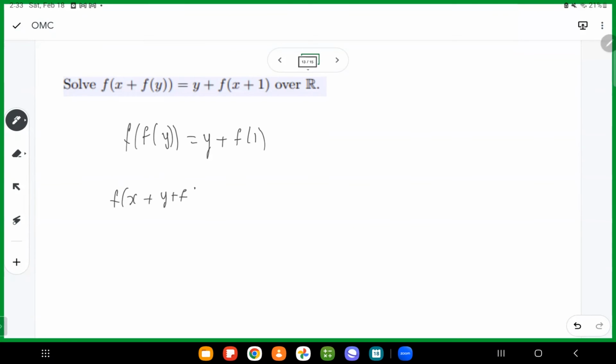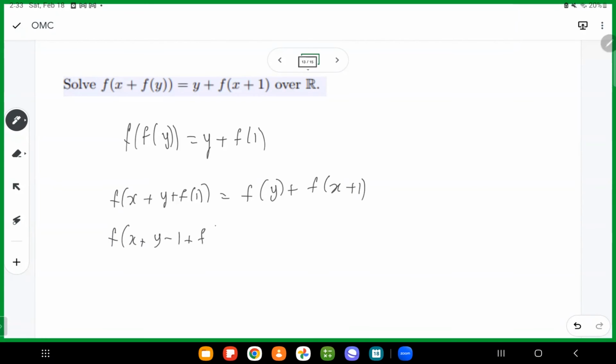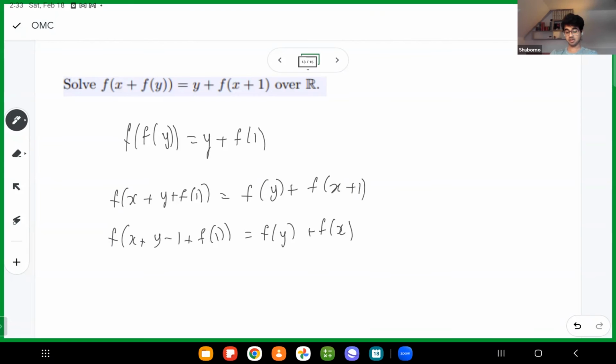So you'll essentially get x plus y is f of y plus f of... okay, there are some... So now you take x as x minus 1, then it's f of x plus y plus f of 1 minus 1, equals f of x plus f of y. So it somewhat resembles that.